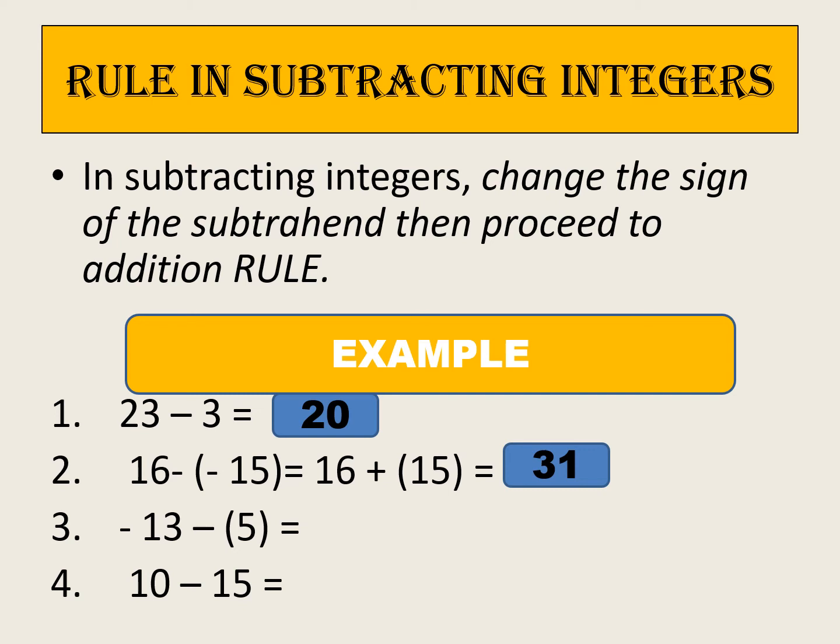Number 3, negative 13 minus 5. So change the sign of the subtrahend. So negative 13 plus negative 5, the answer is negative 18. And number 4, 10 minus negative 15. The answer is negative 5.